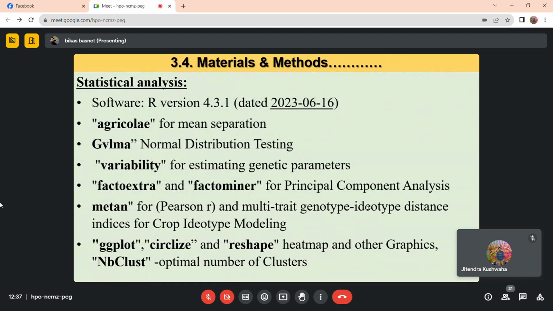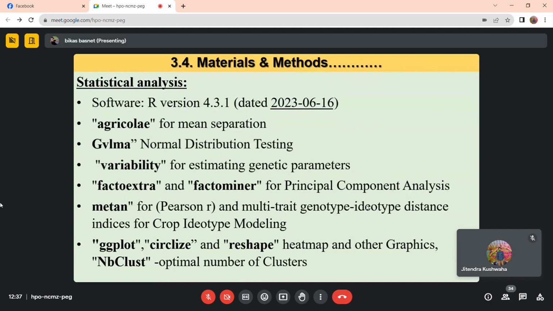And here is the statistical package that I use for the analysis of the data. All the data are entered in Excel, and the recent dated version, 2023-06-16, is used for the factor analysis of the data.